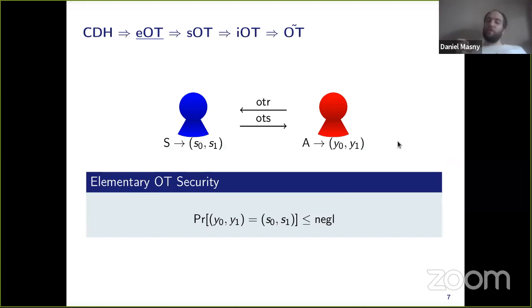The weakest notion that we introduce is this elementary OT. It's really the weakest notion that you could consider for oblivious transfer, because it simply asks that the adversary cannot learn both of the input strings of the sender. If an oblivious transfer doesn't satisfy that, the security definition should always be considered broken, because this is a very powerful attacker and therefore it's a very weak notion.